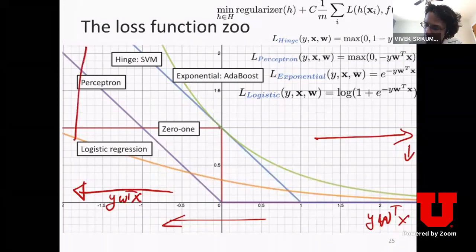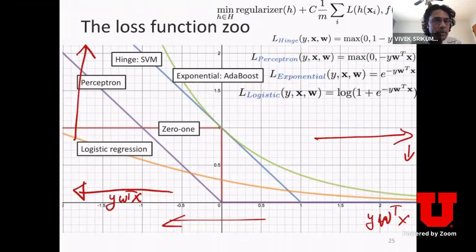This loss becomes really large. All these losses become really large. And that means terrible classifiers, really, really bad classifiers are penalized very, very heavily. And that forces the learner to really prefer this region.